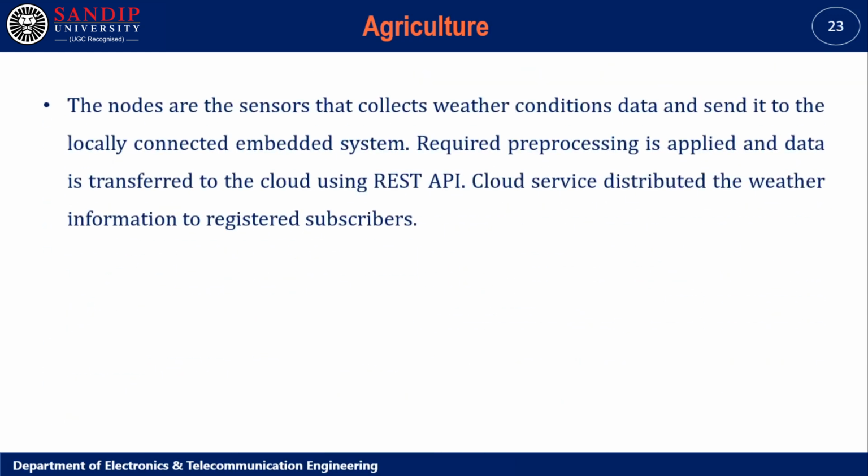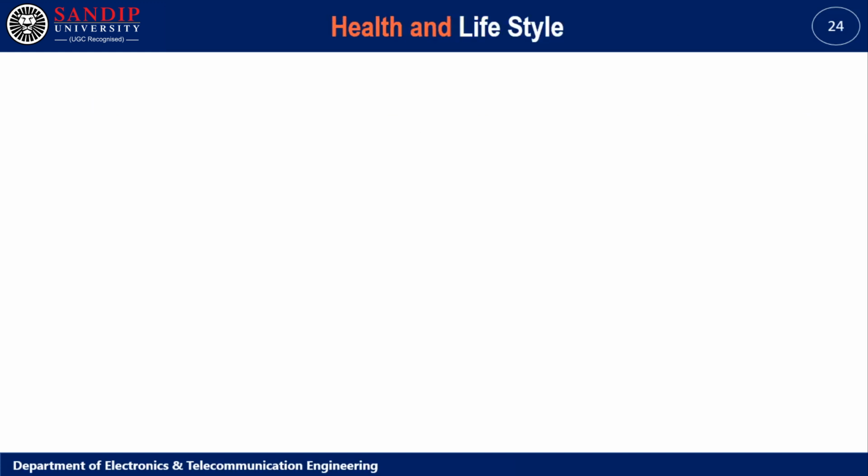The nodes are the sensors that collect weather condition data and send it to the locally connected embedded system. Required pre-processing is applied and data is transferred to the cloud using REST API. Cloud service distributes the weather information to registered subscribers.